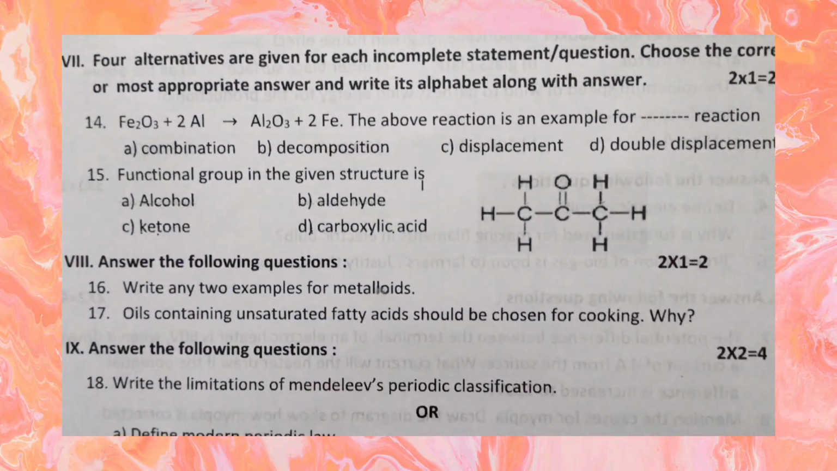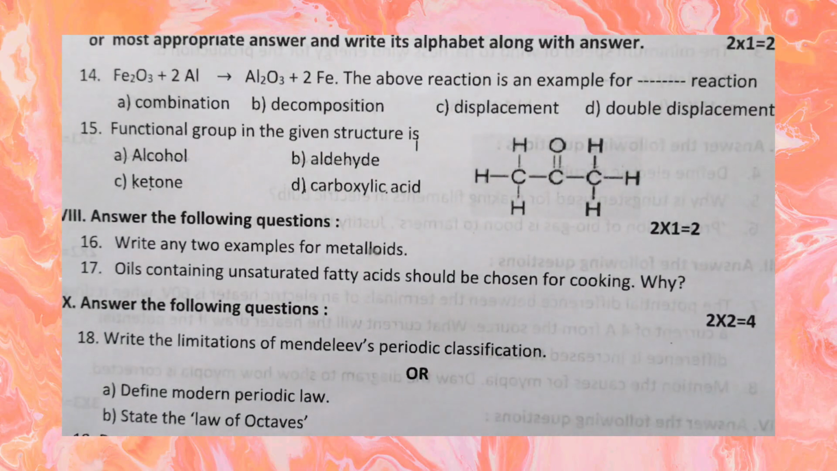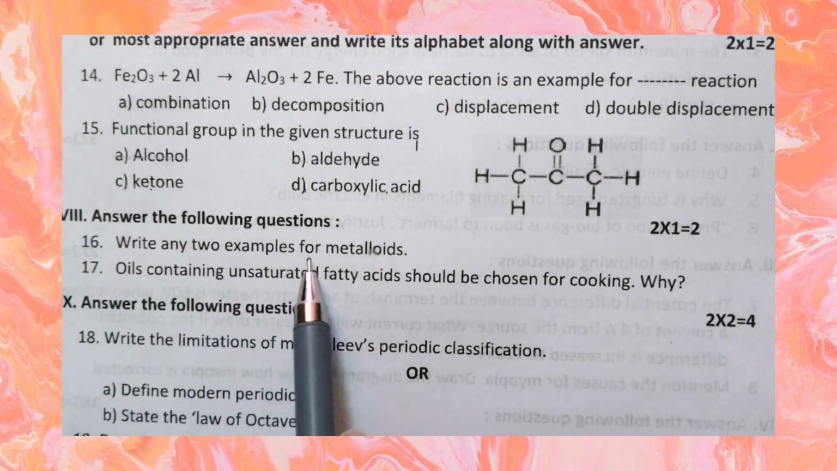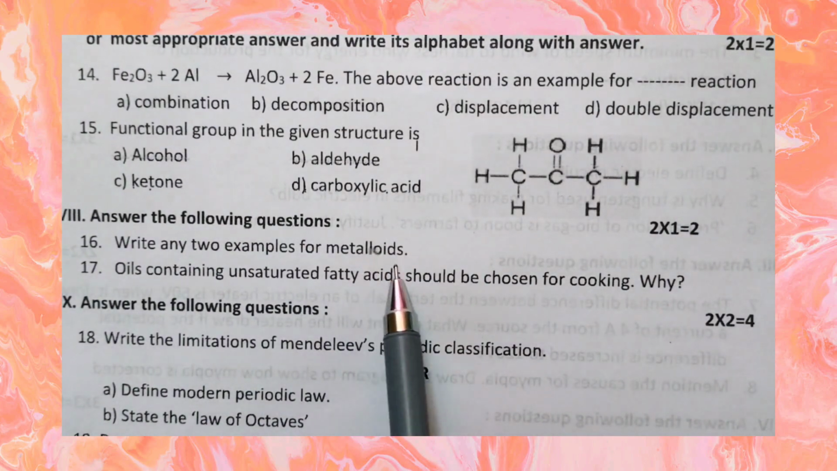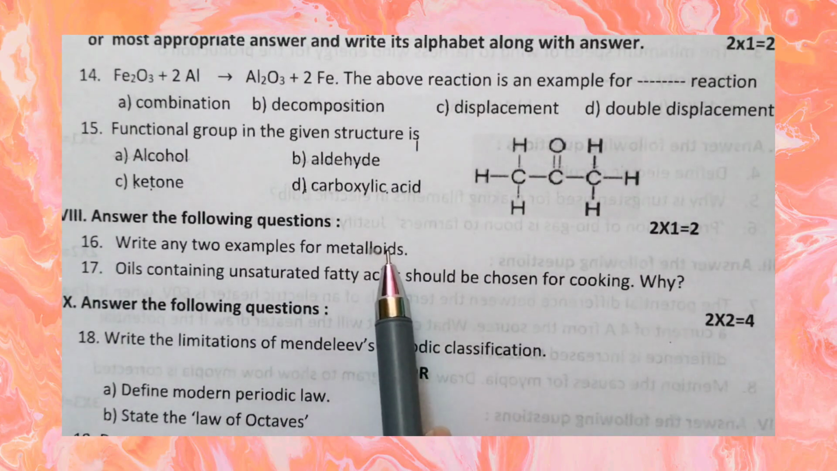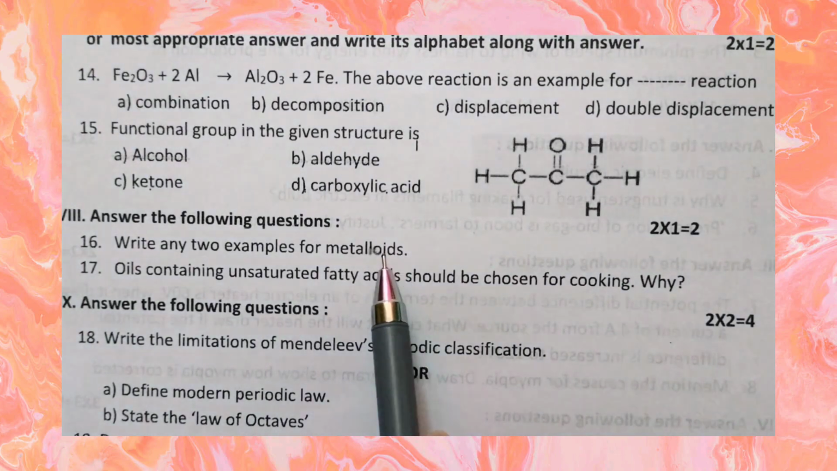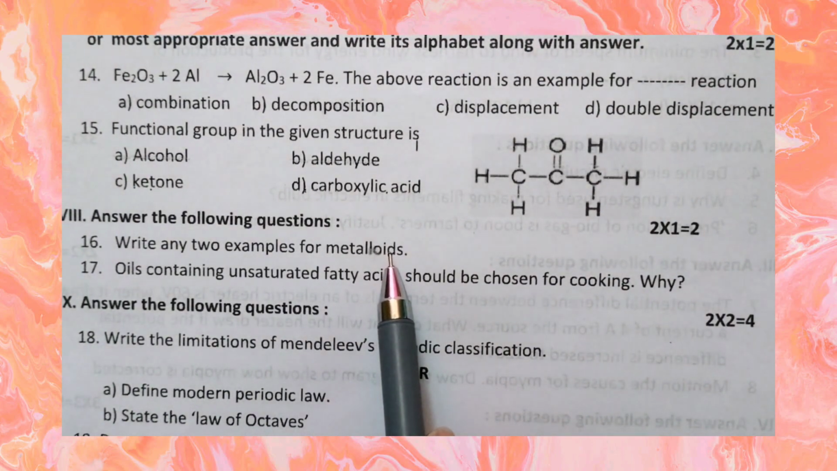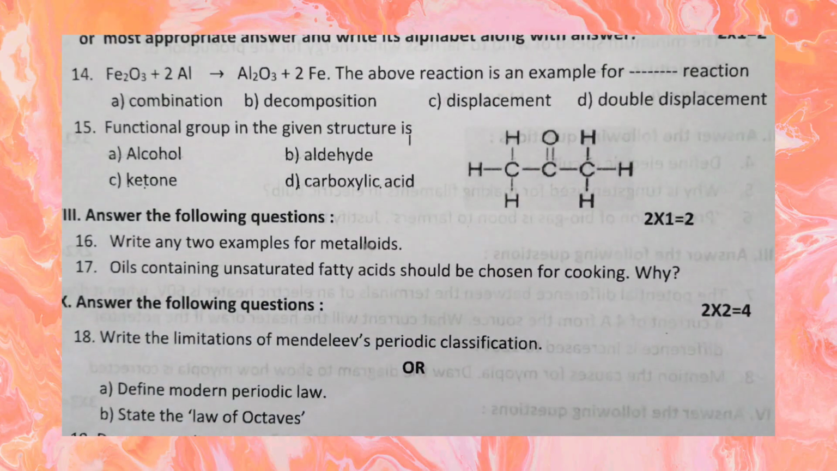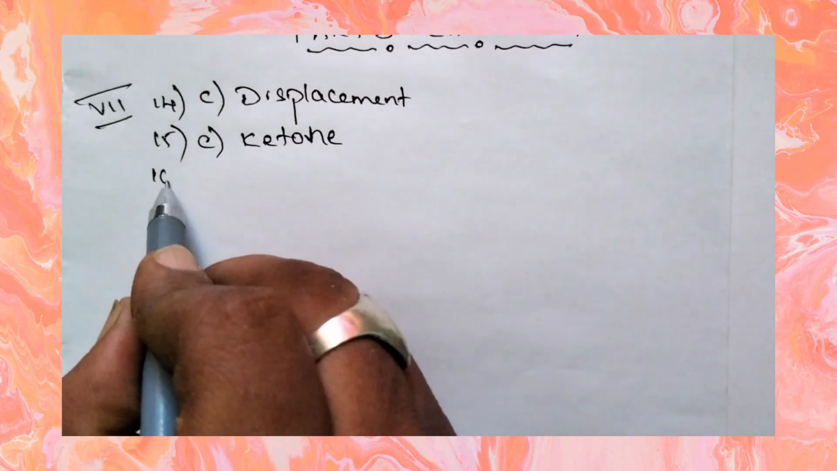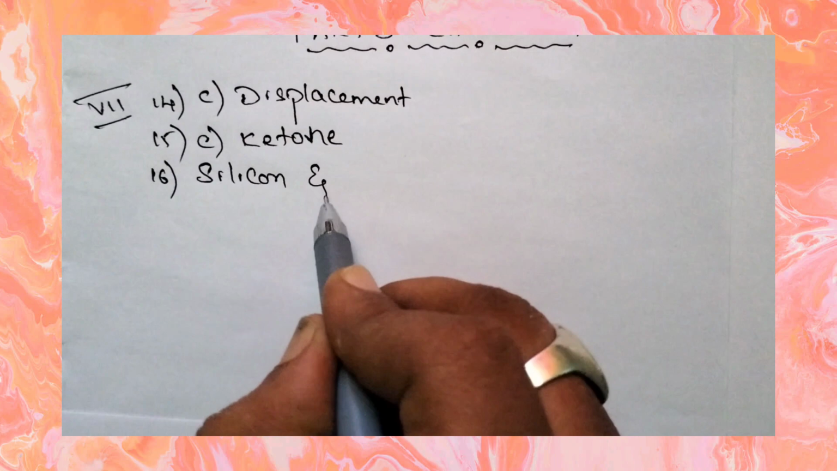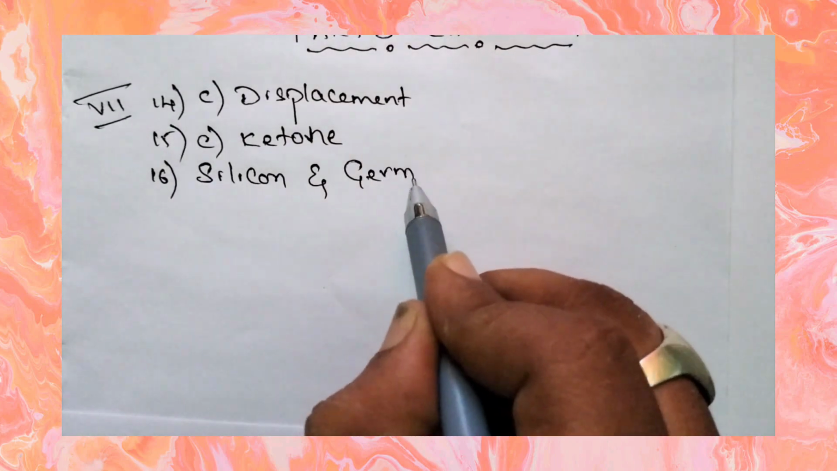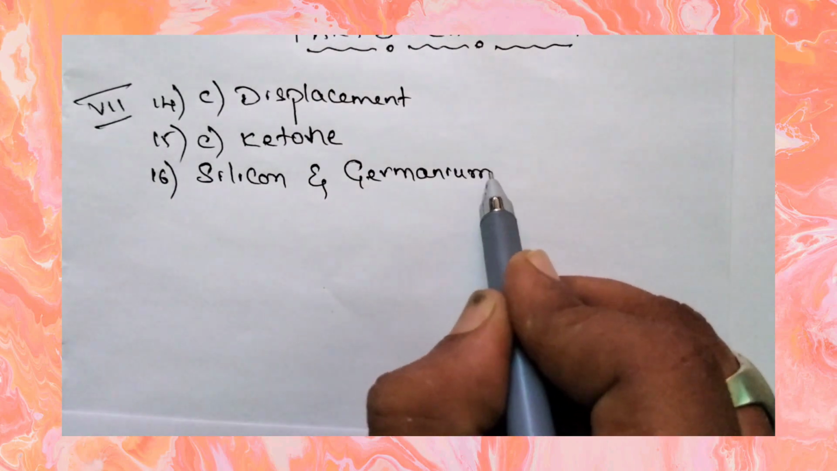Then coming to the 16th question: write any two examples for metalloids. What are metalloids? Metalloids are those which behave like both metals and non-metals, or which have the properties of both metals and non-metals. So let us write two examples. The best examples for metalloids are silicon and germanium. So silicon and germanium are two metalloids.